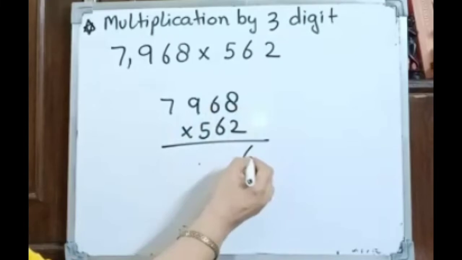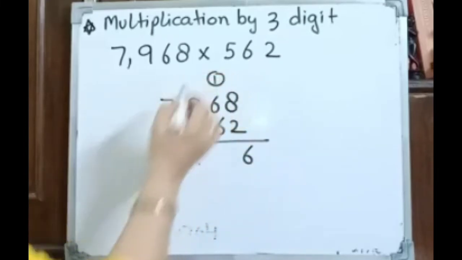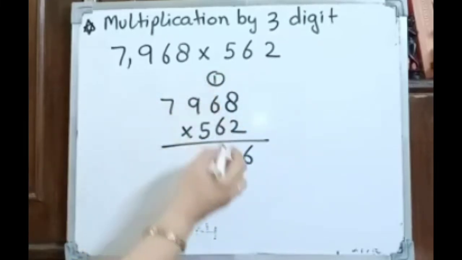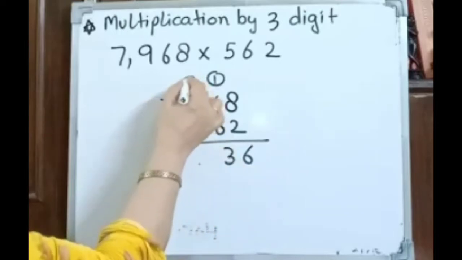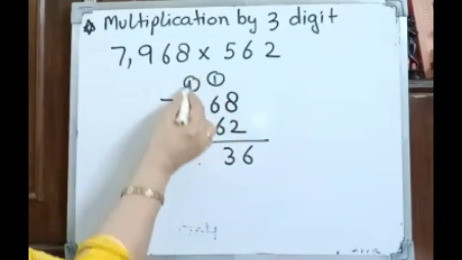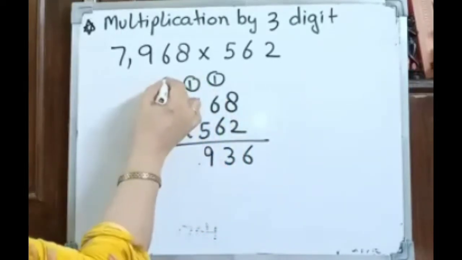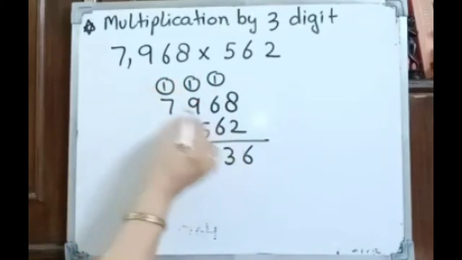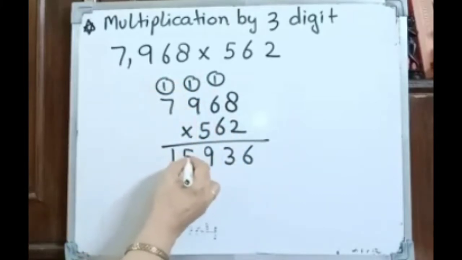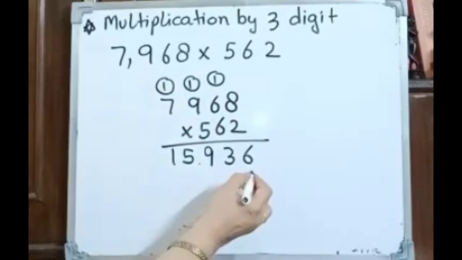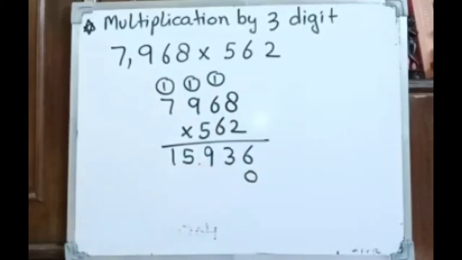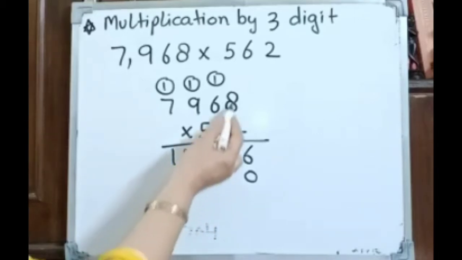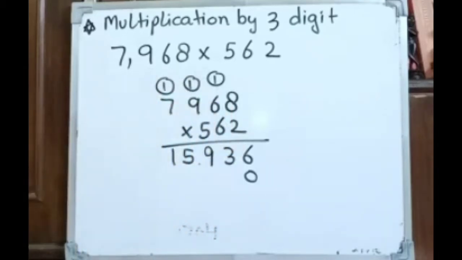2 6s are 12, carry 1. 2 6s are 12 and 1 is 13, carry 1. 2 9s are 18 and 1 is 19, carry 1. 2 7s are 14 and 1 is 15. Now what to do? Put 0 or a comma in the ones place, as we have to take the number in the tens place.